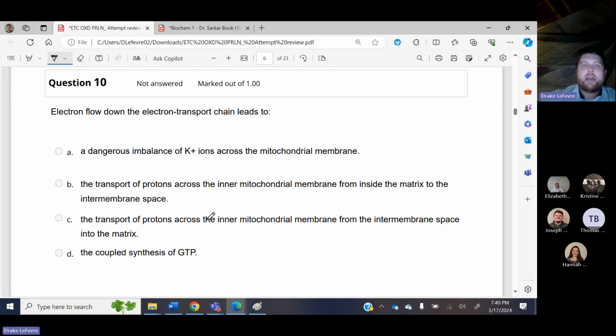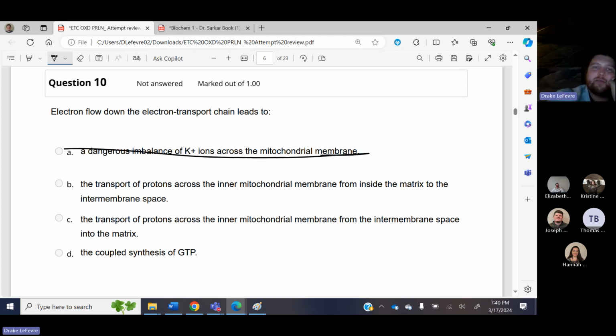Okay. Electron flow down the electron transport chain leads to a dangerous imbalance of potassium ions across the mitochondrial membrane. At any point did we talk about potassium ions? No. No, so immediately that's garbage. The transport of protons across the inner mitochondrial membrane from inside the matrix to the intermembrane space.